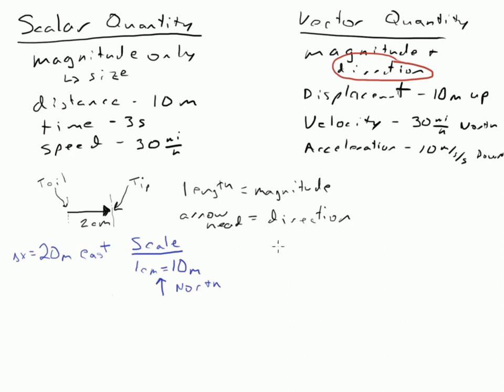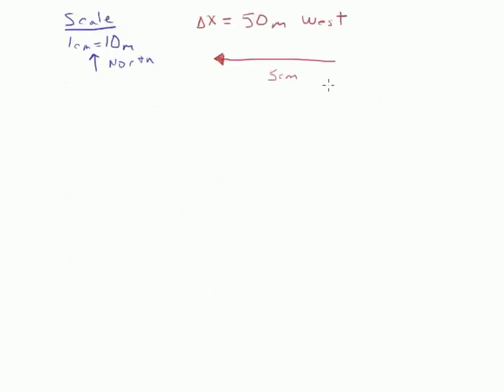Now I want to have you draw a vector on your own. I want you to use my scale that I have here, the one we just finished up with, and I want you to draw a displacement vector that represents 50 meters to the west. So at this point I want you to pause the video until you've drawn that vector and then unpause it and we'll continue. Welcome back.